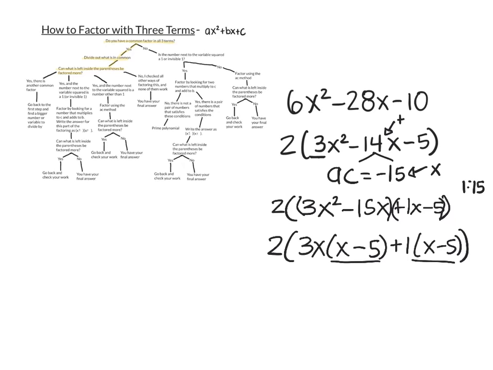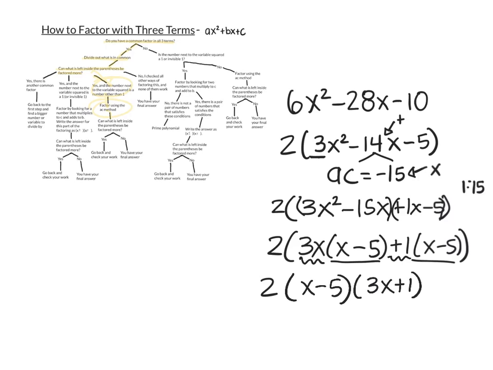Now these parentheses are in common. Notice how the 2 just stays there the whole time, out in the front. So then I have x minus 5 in common, and I'm left with a 3x and a plus 1 after I factor out the x minus 5. So there we go. The AC method worked. So this path was the correct one to take.